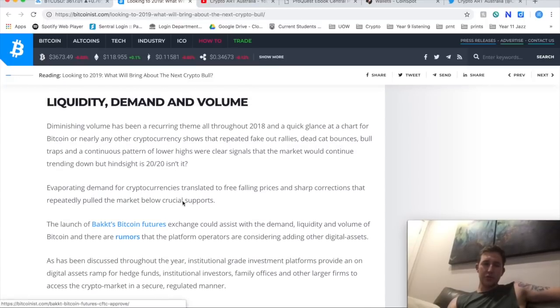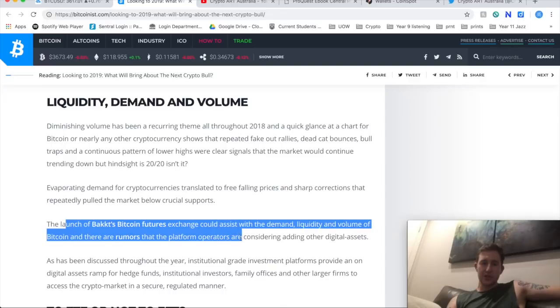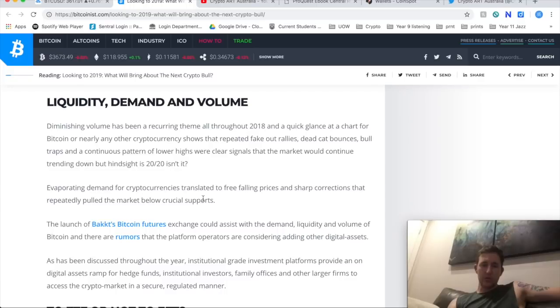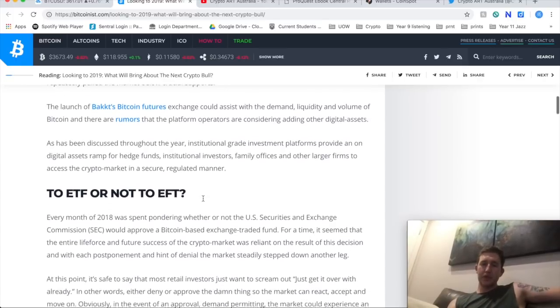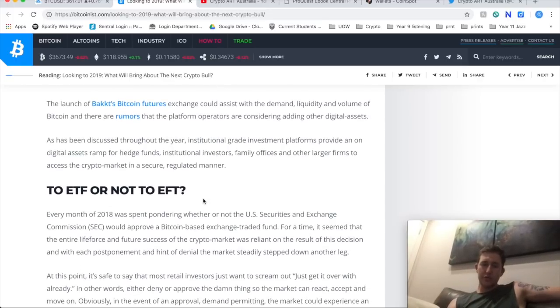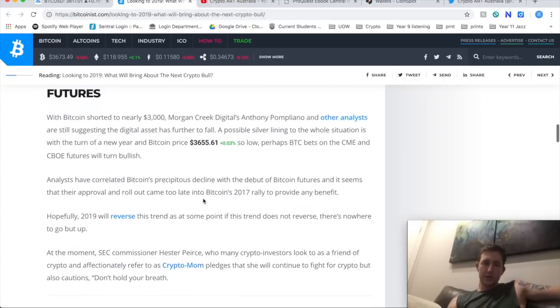Liquidity, demand, and volume, I would agree with that. With the launch of Bakkt, the Bitcoin futures exchange could assist with the demand, liquidity, and volume of Bitcoin. Absolutely, it is going to drive big institutions and investors into the market, and that's going to pick up liquidity and volume, absolutely.